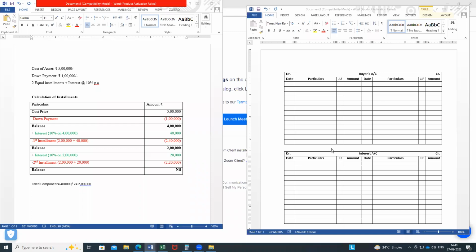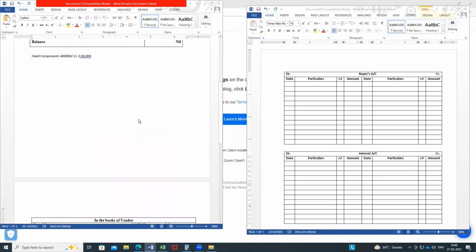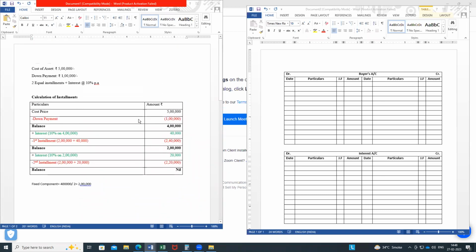Good afternoon, everyone. This is the second part of the previous video. If you remember, we were talking about a sum wherein we were trying to understand how the journal entries are passed in the books of vendor. Who is vendor? Vendor is the person who sells the goods, that is the seller, not the buyer. हमारा जो केस था, let us quickly continue.